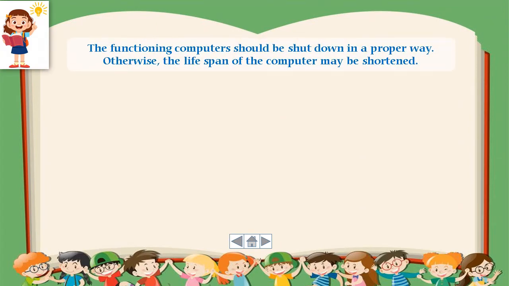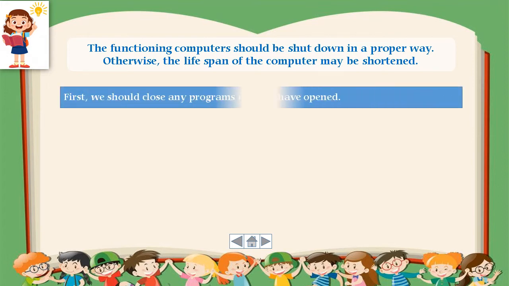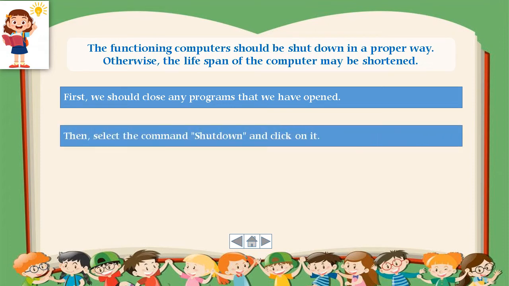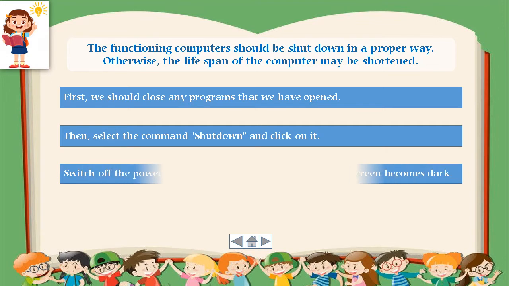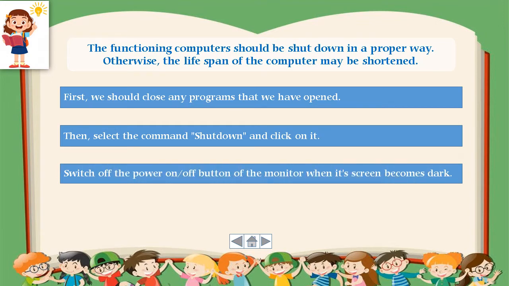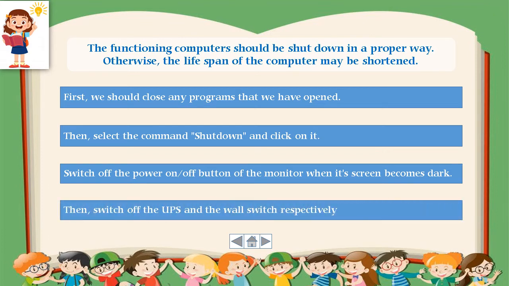The functioning computers should be shut down in a proper way. Otherwise, the lifespan of the computer may be shortened. First, we should close any programs that we have opened. Then, select the command shut down and click on it. Switch off the power on-off button of the monitor when its screen becomes dark. Then, switch off the UPS and the wall switch respectively.